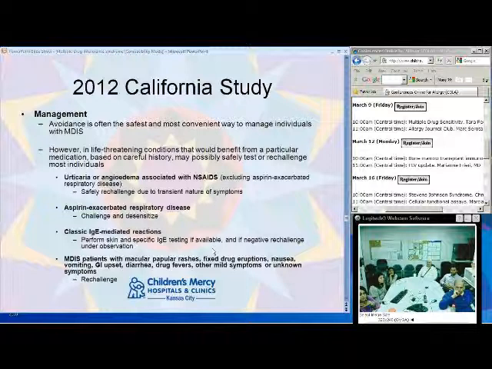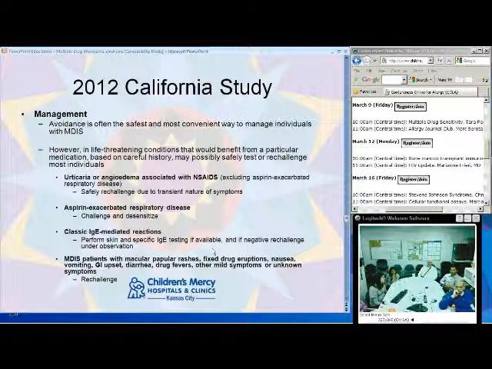And this was kind of the interesting sentence that they put in there, and this is specific to patients with multiple drug intolerance syndrome. If they have maculopapular rashes, fixed drug eruptions, nausea, vomiting, GI upset, diarrhea, drug fevers, other mild symptoms or kind of unknown symptoms that they couldn't really recall that weren't severe, they felt like you should rechallenge all these patients.